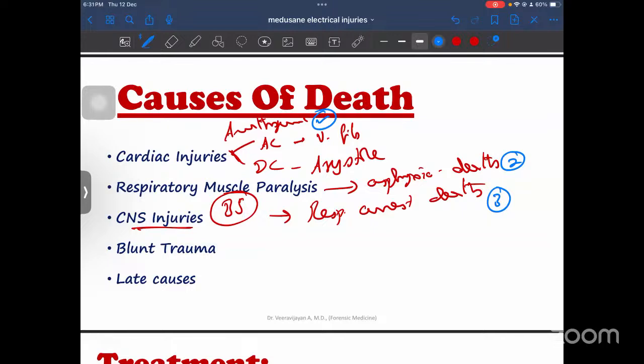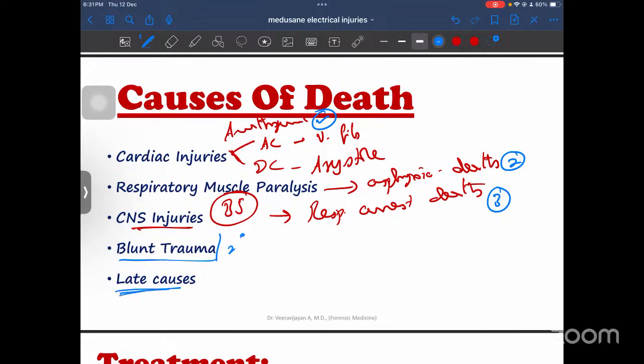Apart from these, there are some secondary causes. The person may not die of electrocution, but he may be thrown off for some distance, or he may fall from height due to this electric shock. At that time he will get secondary injuries, blunt injuries to the body, either spinal cord or head injury. It leads to death. This blunt trauma is from accidents and is a secondary cause.